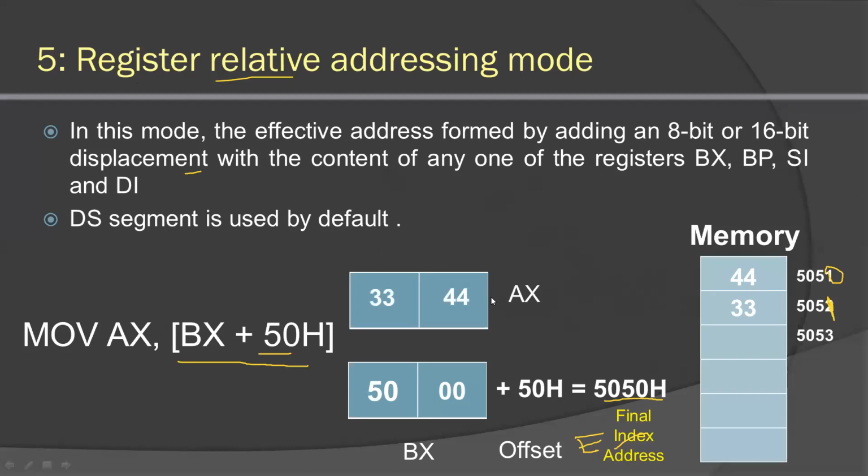This 44 and 33. In this slide, there was some error. 5050 should be here and 5051. So 5050 location value will transfer to AL, and plus one location means 5051 value will be transferred to AH. This is known as register relative because register value is added with some displacement value to form final effective address. Now it is clear now?